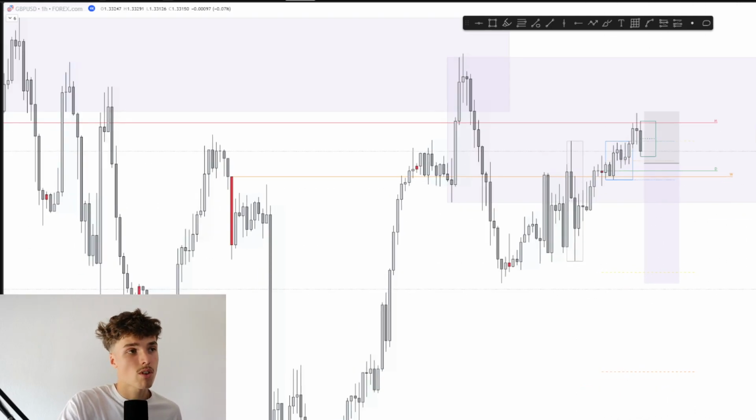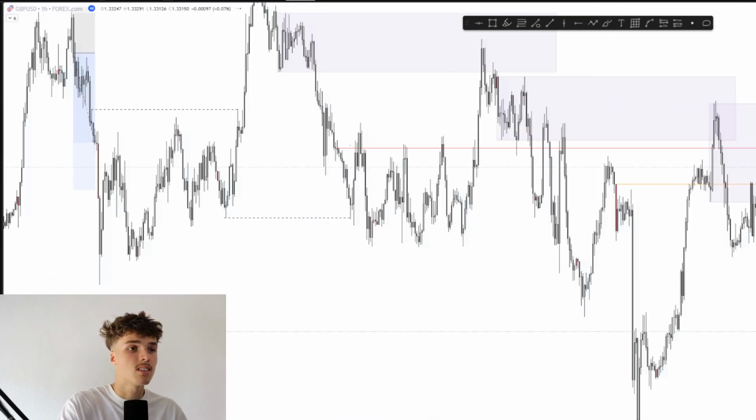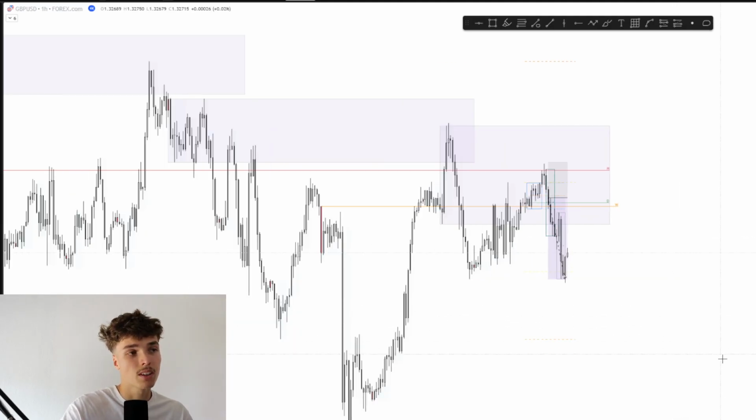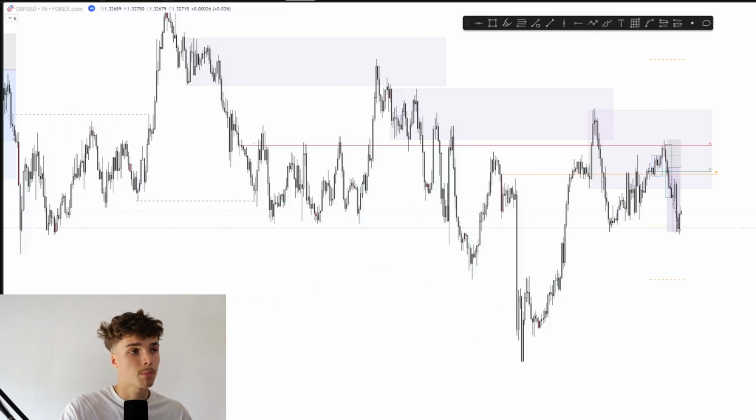So I took this trade, and guys, as you can see, if I go a bit further, we see that the trade played out perfectly. So this was a beautiful trade, in my opinion.